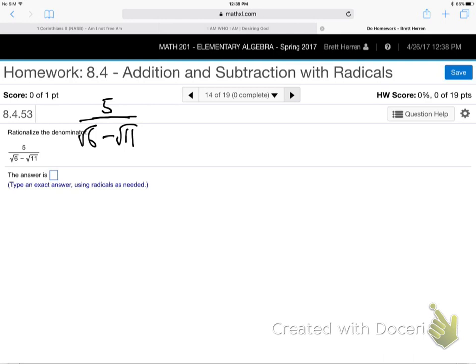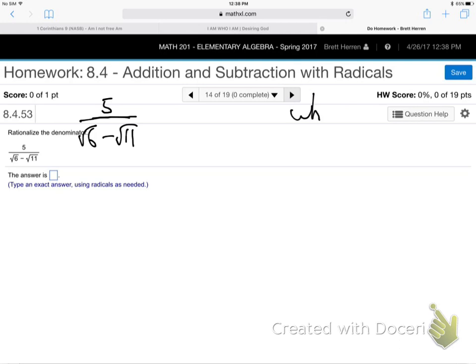And what do I want to do? I want to get rid of the root from the denominator. Remember, that's what they're saying: rationalize the denominator. Get rid of the root from the bottom. Now the problem is I have two roots, and not only that, they're glued together. Remember, plus and minus is a big problem. So we have to do a whole special thing.